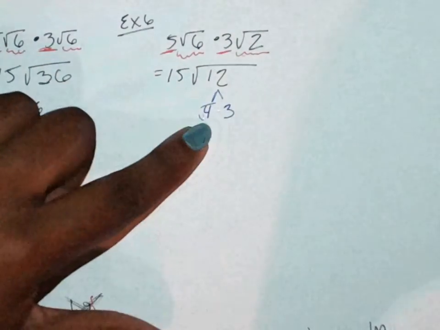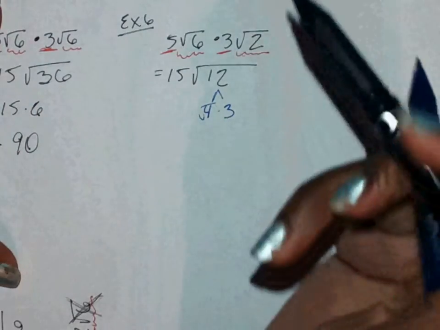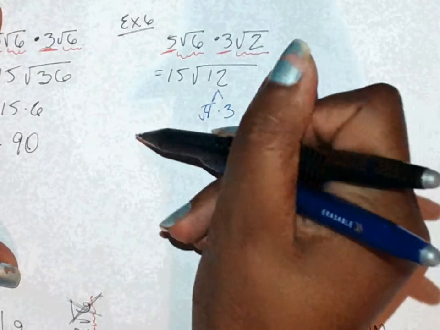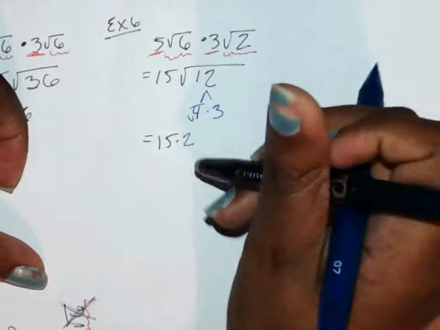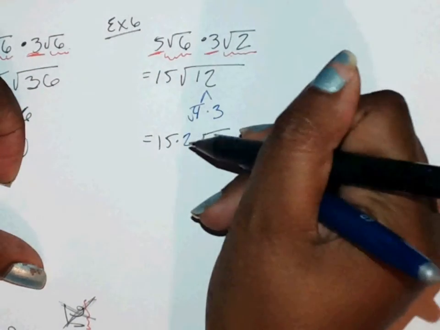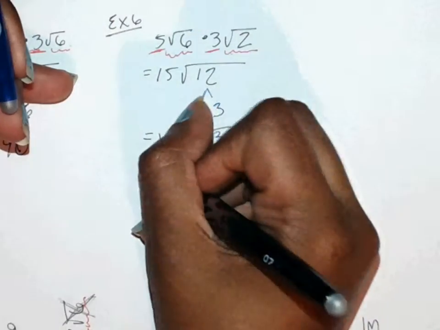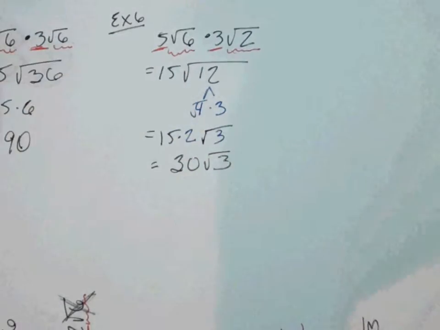Okay, the square root of 4 is 2. So really, I have this 15 times this 2. And then under the radical, I have this 3 still. Alright, 15 times 2, 30, square root of 3. That's my answer.